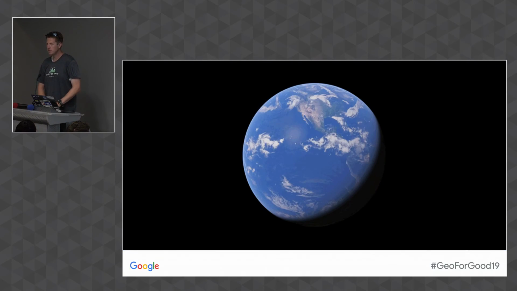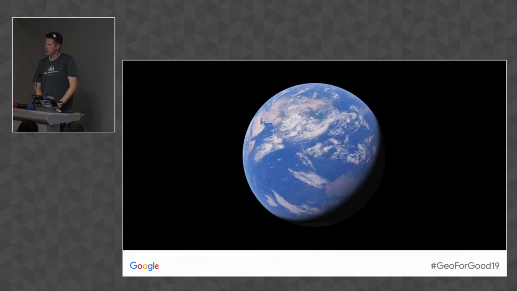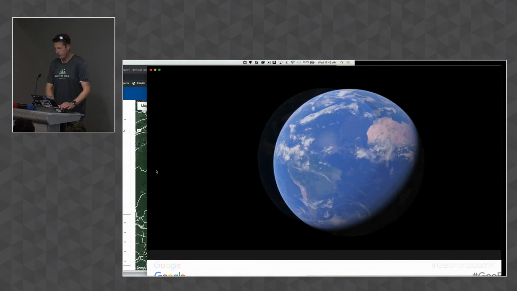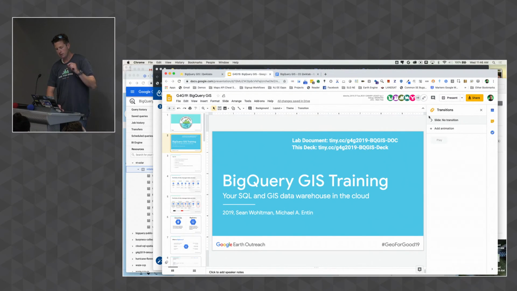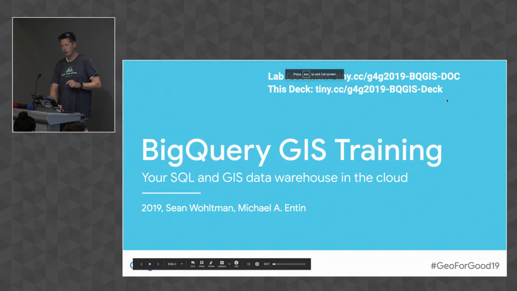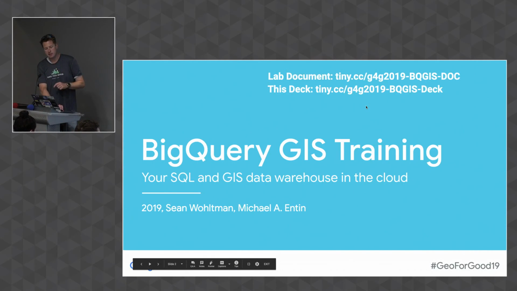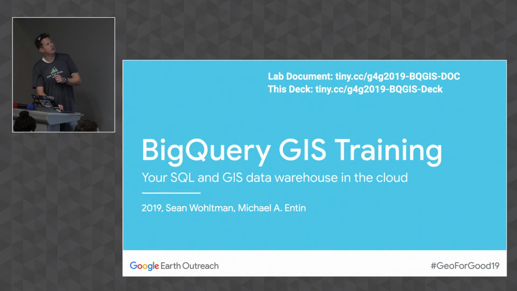Okay. Are the slides also available? Yes, the slides are available. There's a URL written on the board. The slides and the documentation that was used to build the Quick Lab are available at tinyscc/G4G2019-BQGIS-doc and BQGIS-deck.